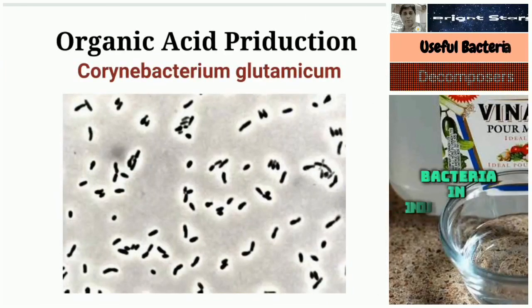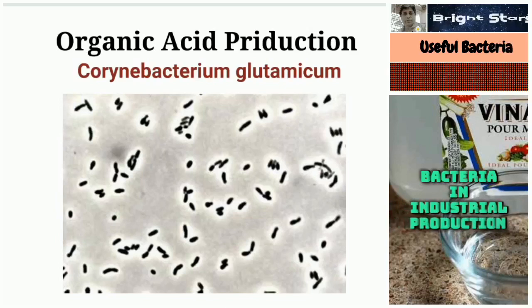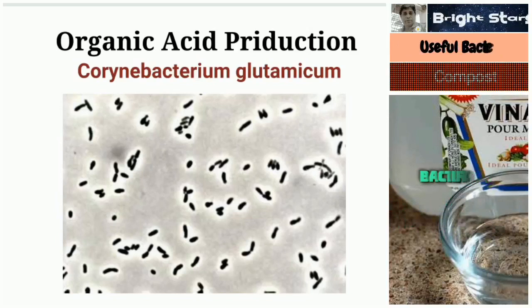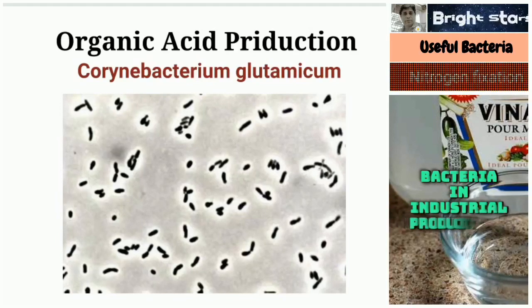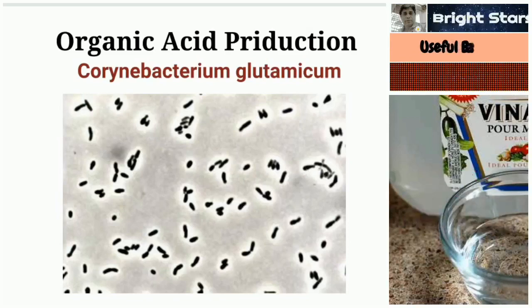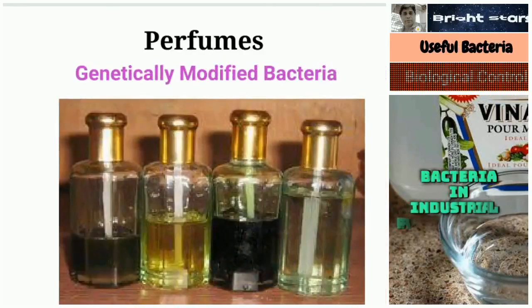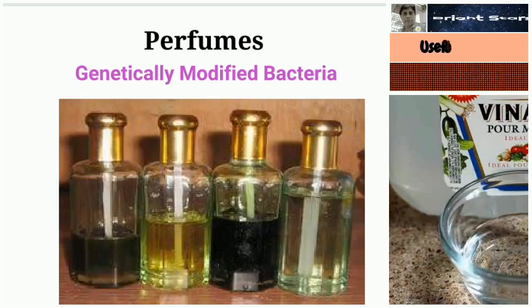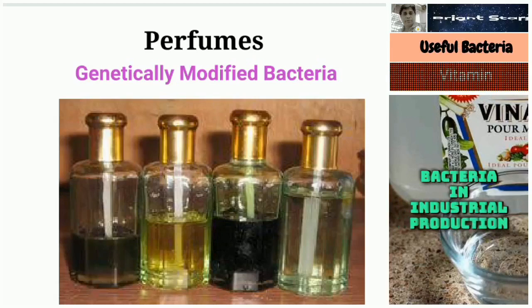Organic acid production is also there, and different kinds of organic acids are present. They are useful in industries, in medicine and in food production. Corynebacterium glutamicum is used in production of organic acid. Perfumes, the scents of perfumes: genetically modified bacteria are nowadays used to produce perfumes in factories itself.